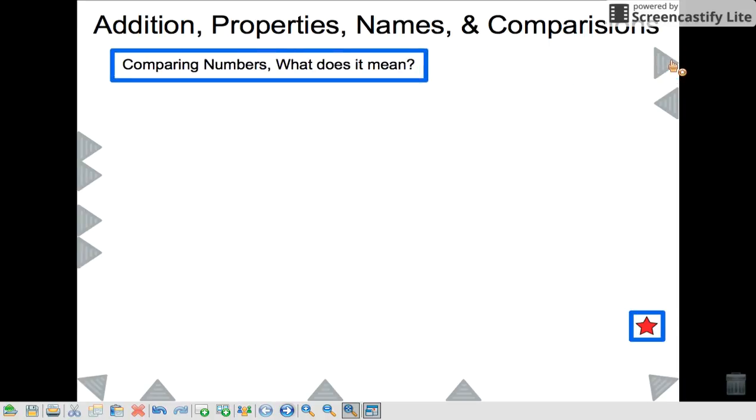Hi, this is our second lesson, and today we are going to be discussing addition, properties, names, and comparisons. Let's start off with comparing numbers. What does that mean?